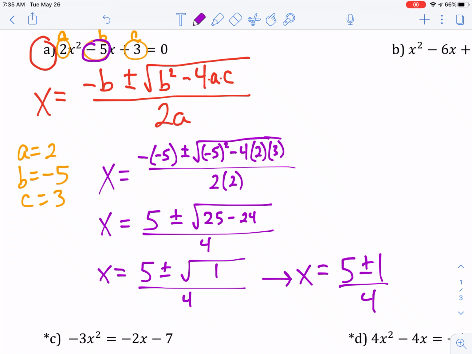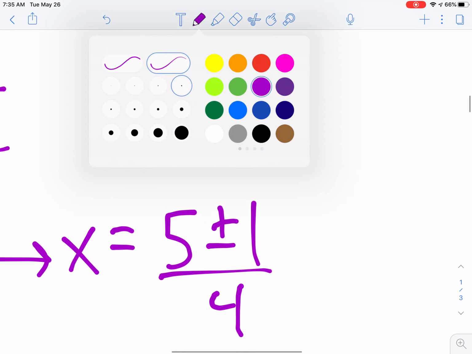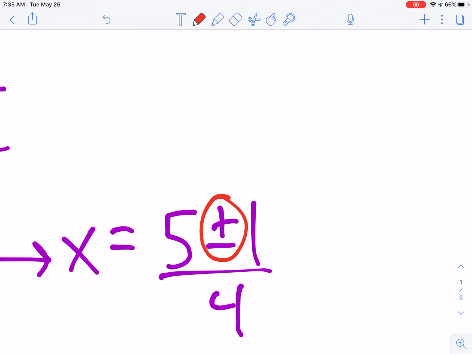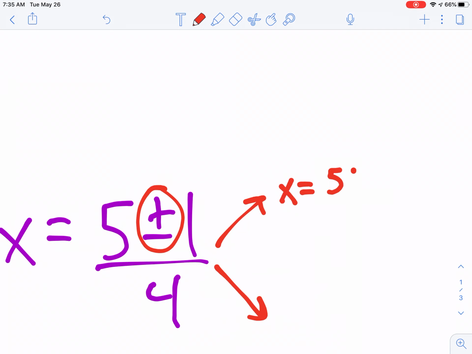Now here's the key to the whole problem. See this plus or minus symbol in the middle? What this really represents is two separate solutions. One of them you do 5 plus 1 over 4. The other one you do 5 minus 1 over 4. So that plus minus symbol means break it up into two separate equations. One of them with the plus sign, and one of them with the minus sign.